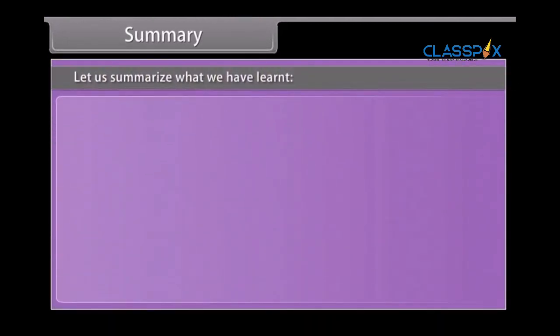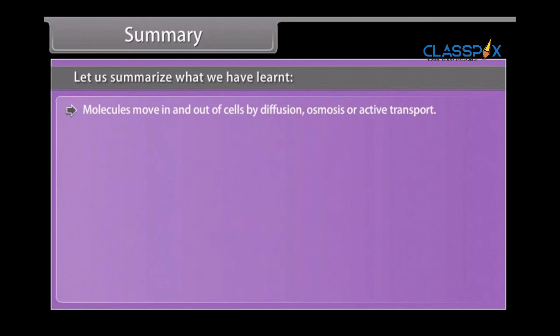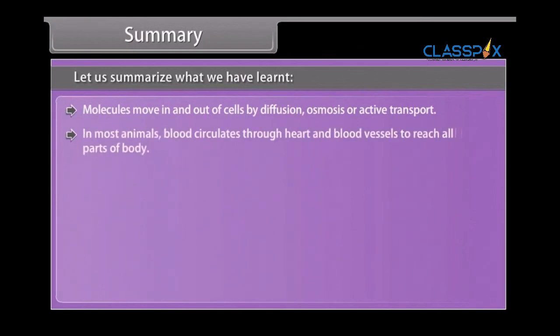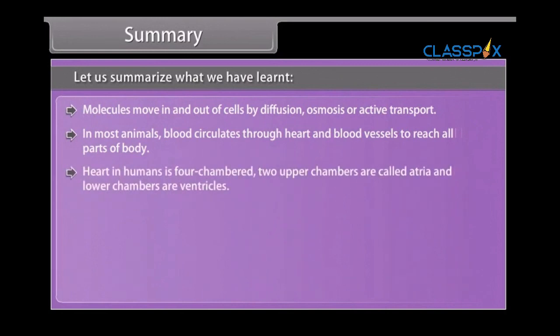Summary. Let us summarize what we have learned. Molecules move in and out of cells by diffusion, osmosis, or active transport. In most animals, blood circulates through heart and blood vessels to reach all parts of body. Heart in humans is four-chambered. Two upper chambers are called atria and lower chambers are ventricles.